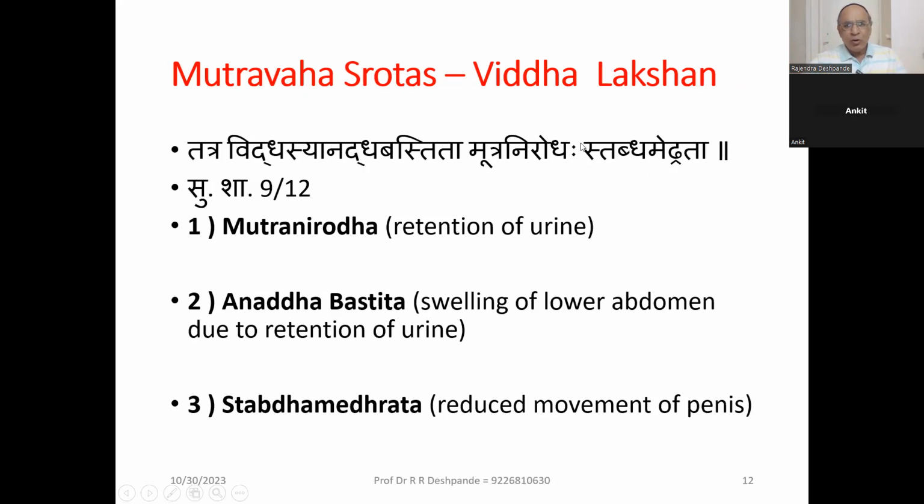Baddha Bastita Mutra Nirodha Stabda Medrata. So Mutra Nirodha is the first symptom. Mutra Nirodha, retention of urine. Urine will not come out because there is a stricture. Then Anadha Bastita, swelling of the lower abdomen due to the retention of urine. Your bladder will be full and that will give you swelling at the lower abdomen. Anadha Bastita. Can you see this word here? Tatra Viddasya Anadha Bastita Mutra Nirodhaha and Stabdha Medrata.